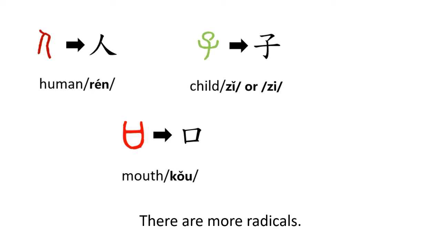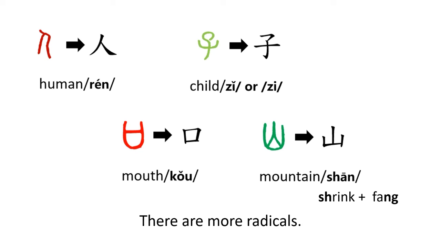The next one, 山 means mountain. Do you remember the pronunciation of water? 水 has the same beginning as 山. So it's the beginning of shrink and the end of fun. Keep the retroflex part of shrink. So it will sound like 山.